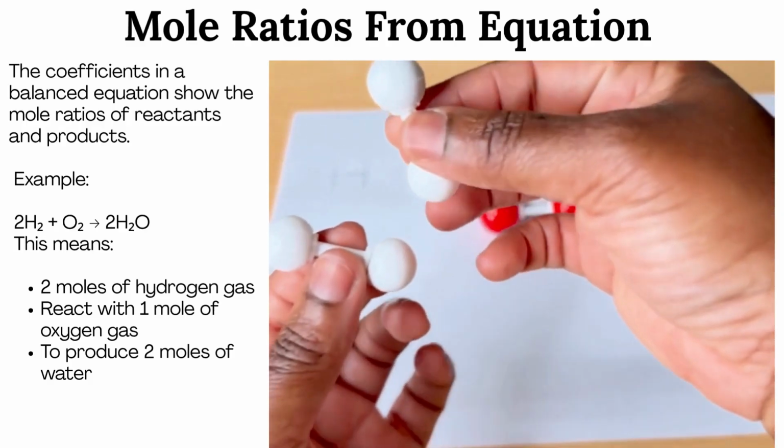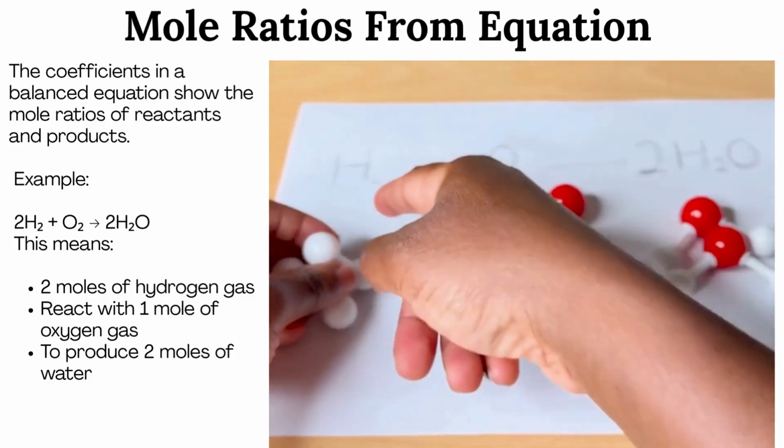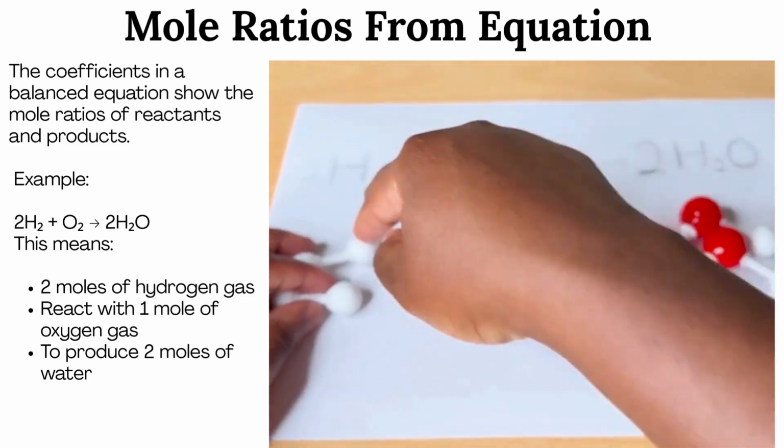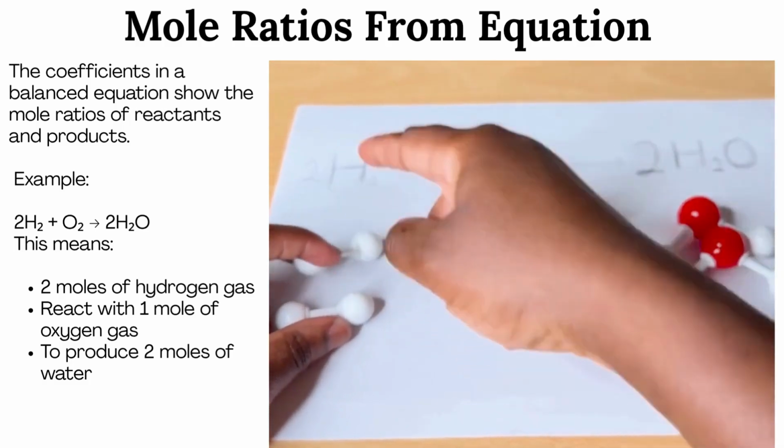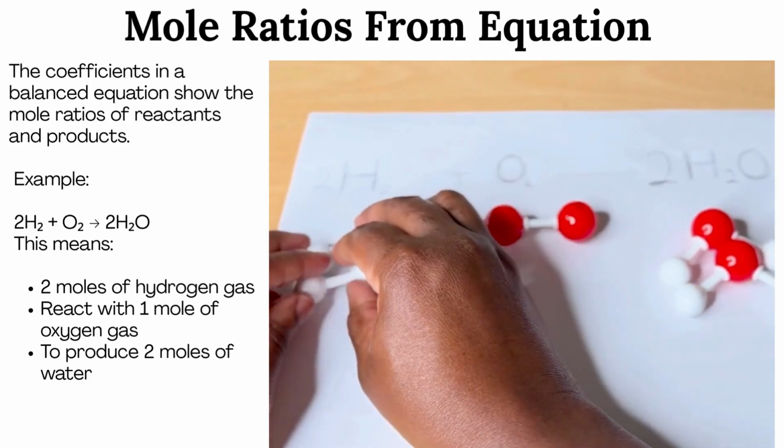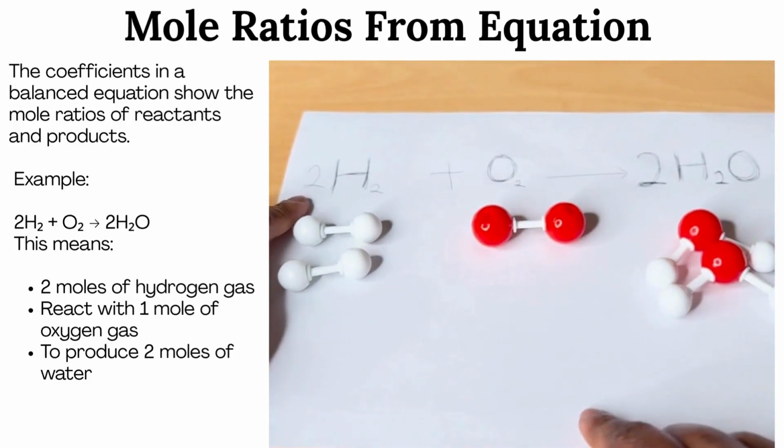This is another mole of hydrogen, and in those 2 moles you have a total of 4 atoms, 2 times 2 is 4. So you have 4 atoms here. So we have 2 moles made up of 4 atoms for hydrogen.